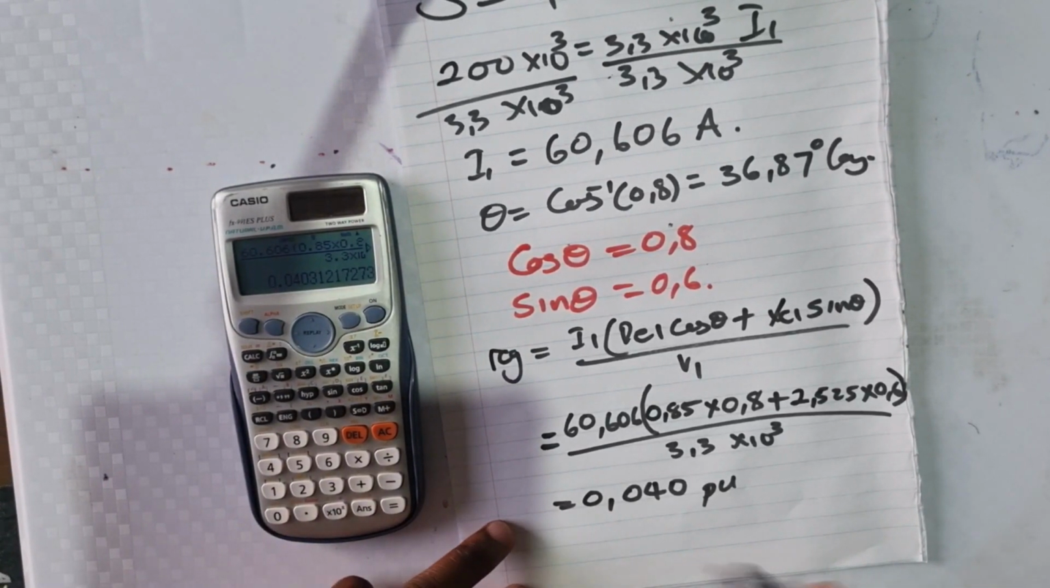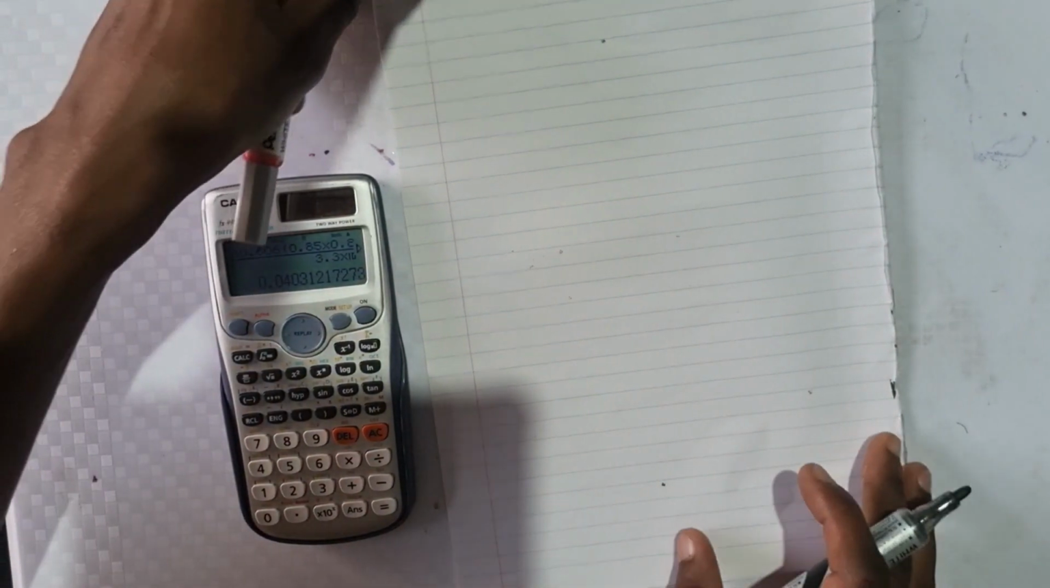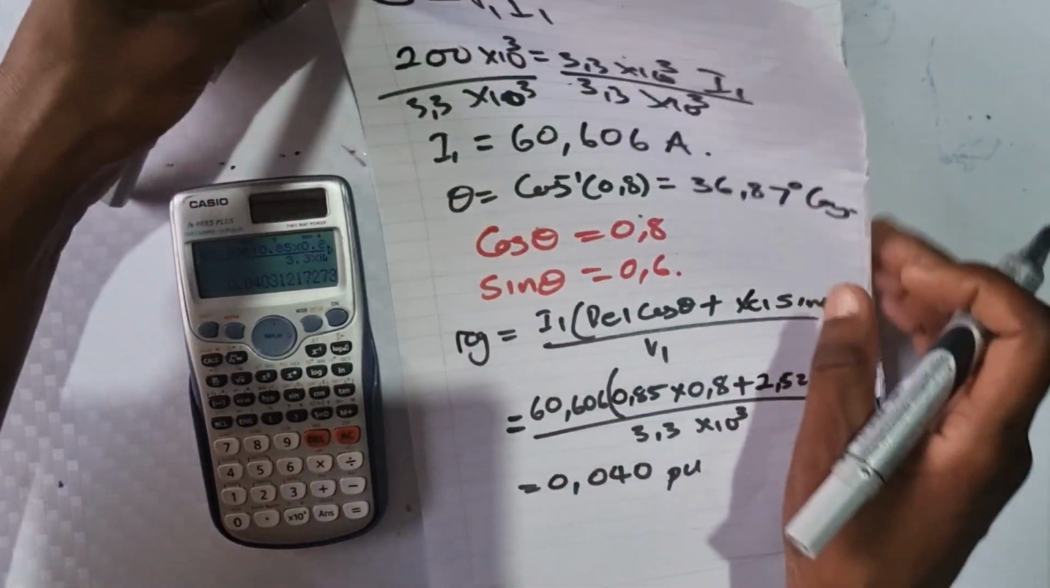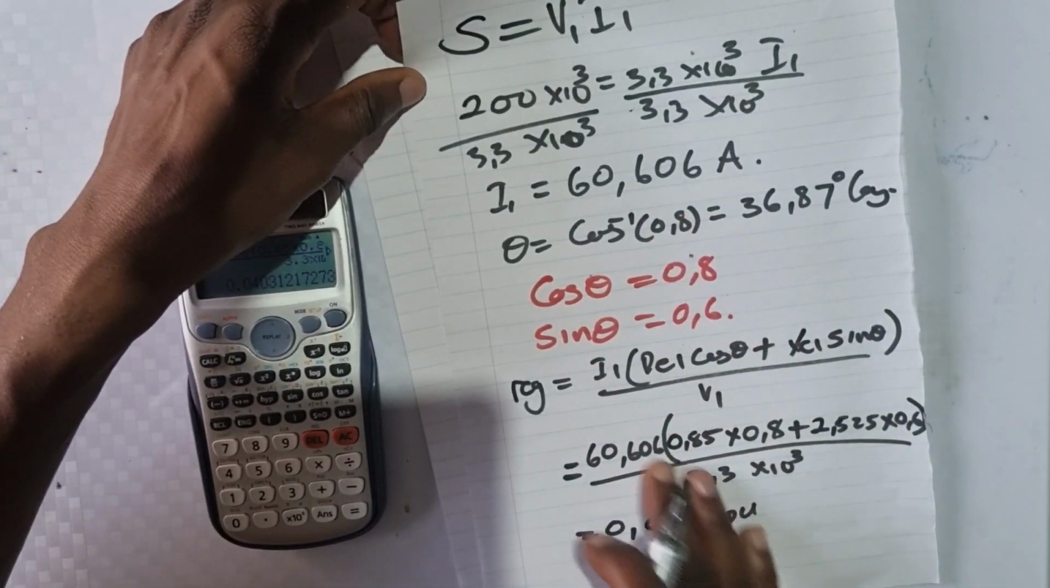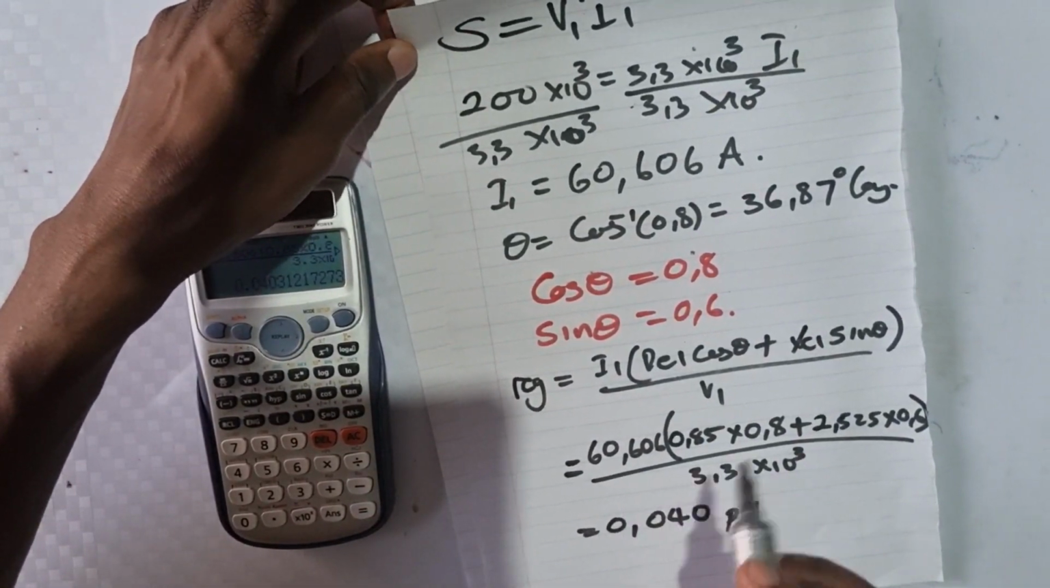Now to calculate the terminal voltage, it's going to be very simple. After you've calculated the regulation, everything is just complete. As you can see, this is how you calculate the regulation. If maybe you didn't understand how we calculated all this, you can just go back, rewind, and check the video again.